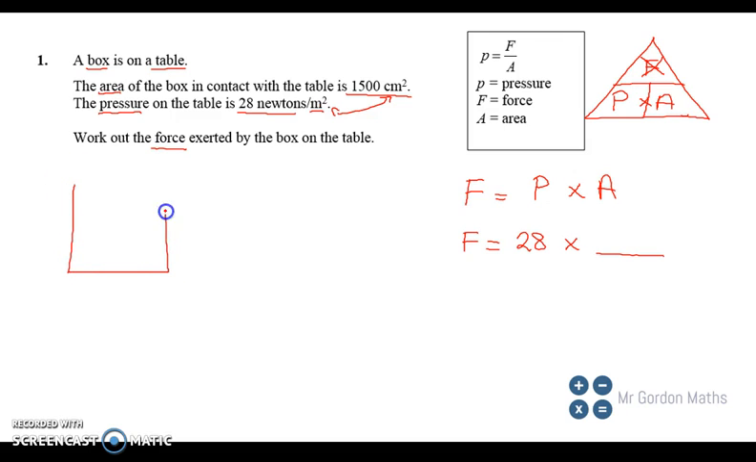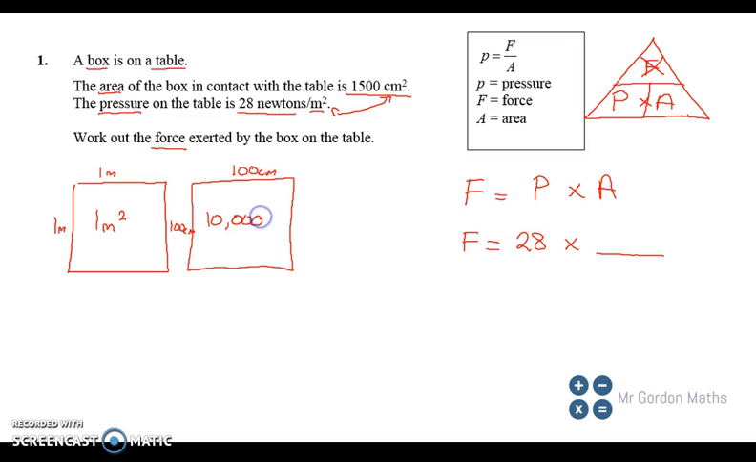A meter squared is a square that is 1 meter by 1 meter. 1 times 1 is 1, so 1 meter squared, that's the area. If we draw a box exactly the same size, but label it with centimeters, well, 1 meter, we just said, is 100 centimeters. So 100 by 100. 100 times 100 is 10,000 centimeters squared. So you can see 1 meter squared is the same as 10,000 centimeters squared.